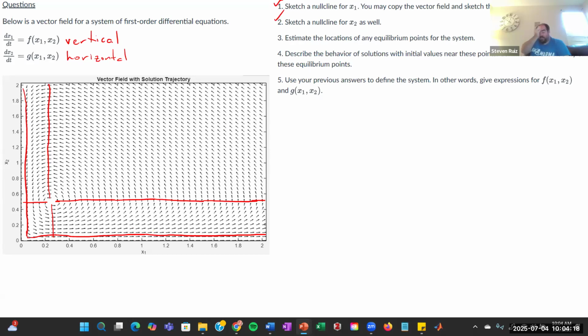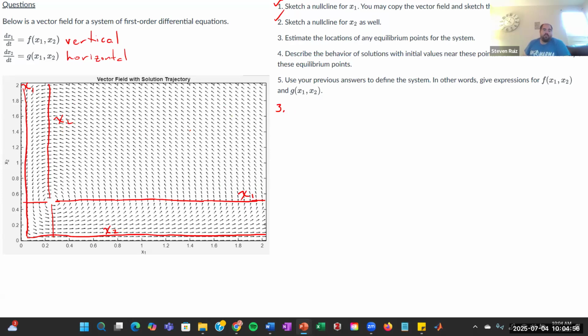Estimate the locations of any equilibrium points. So where do we have equilibrium points? We're going to have equilibrium points anywhere an x1 null line and an x2 null line cross. Now that we've done this, I probably should have done it for parts 1 and 2. Let's label these lines I drew with what kind of null lines they are. There's an x1 null line. Here's an x1 null line, because those are vertical. And then this is an x2 null line, and it's another x2 null line. So where are equilibria going to be?